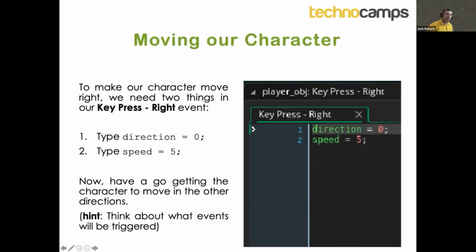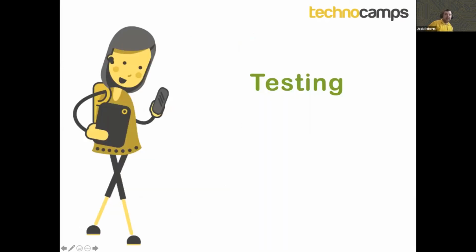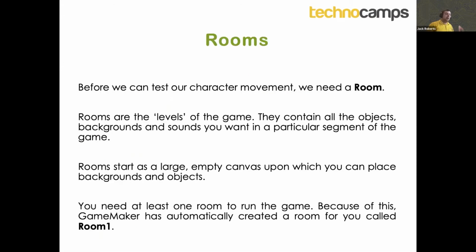Now we've looked at doing those, and we've got some of the other directions as well. Let's look into the next section, which is going to be all about testing. However, there is a little bit of an obstacle. We can't test our character movement until we have a room. Now, rooms are the levels of a game. And I say levels in quotation marks because not every game has levels. You might have a game that takes place all in one level. Rooms are more different segments of the game.